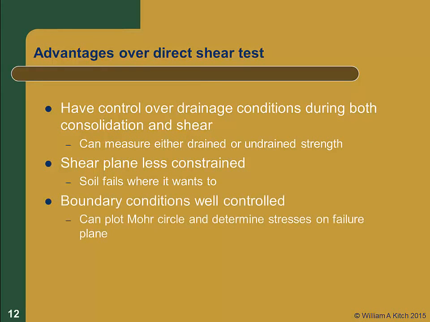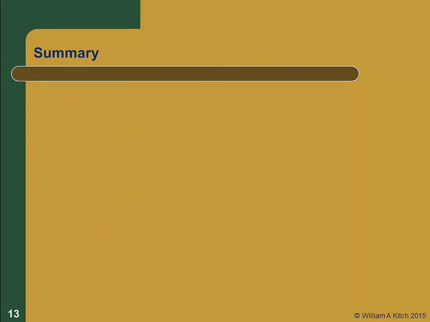The boundary conditions are controlled and known. This allows us to plot complete Mohr circles and determine the stresses on the failure plane. Finally, we can measure both axial and volumetric strains during the test, which allows us to measure the stress-strain properties of the soil. So let's summarize.